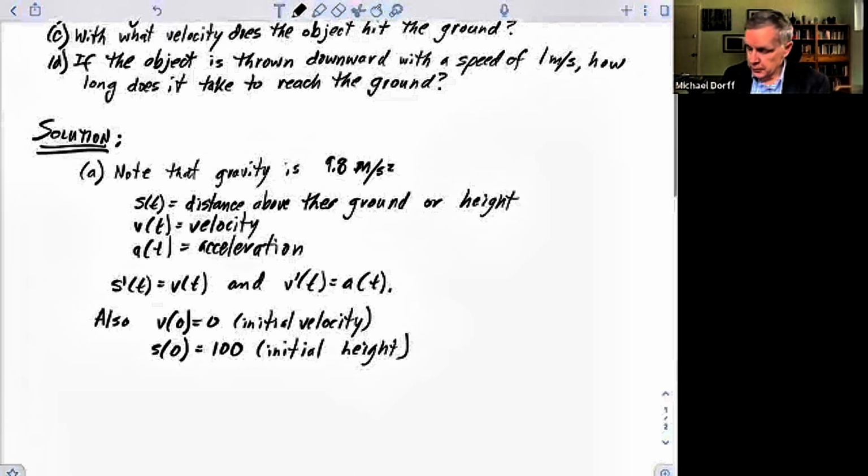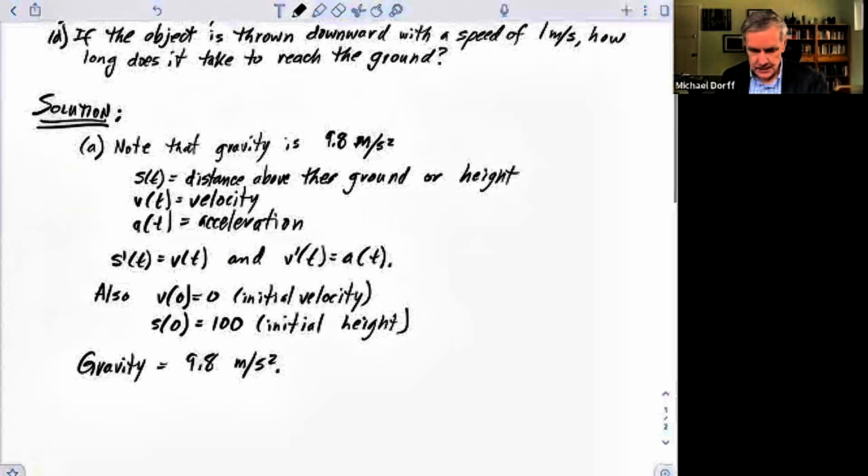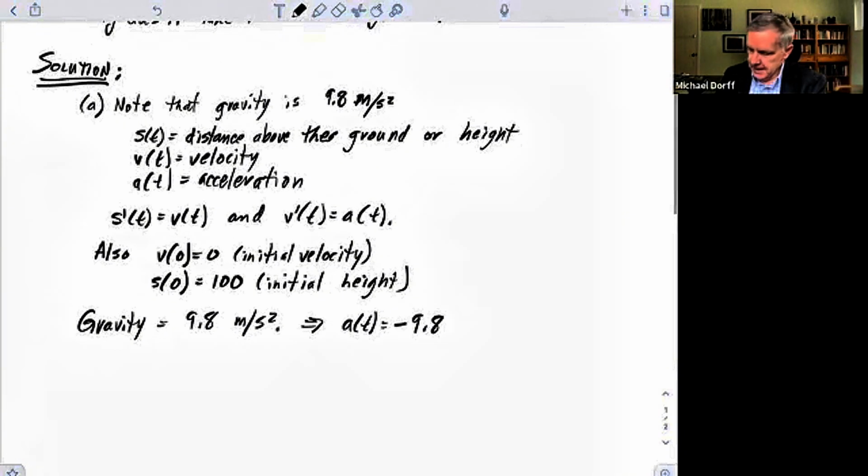All right, so again, we're going to use that gravity is 9.8 meters per second squared. We're going to use that to start finding our equation. And that's going to give us the fact that the acceleration is going to equal negative 9.8, right? Because it's going downwards, so it would be negative. And now we're going to use the fact that the derivative of the velocity equals the acceleration. So we want to find S of t.